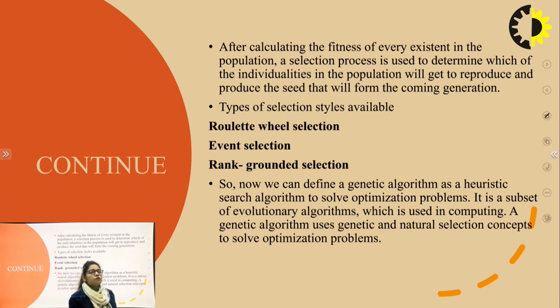Now, there are three methods available for selection. The first is roulette wheel selection, second is tournament selection, and third is rank-based selection. So now we can define a genetic algorithm as a heuristic search algorithm to solve optimization problems. It is a subset of evolutionary algorithms, which is used particularly in calculating the fitness function. Genetic algorithms use genetics and selection concepts to solve optimization problems.